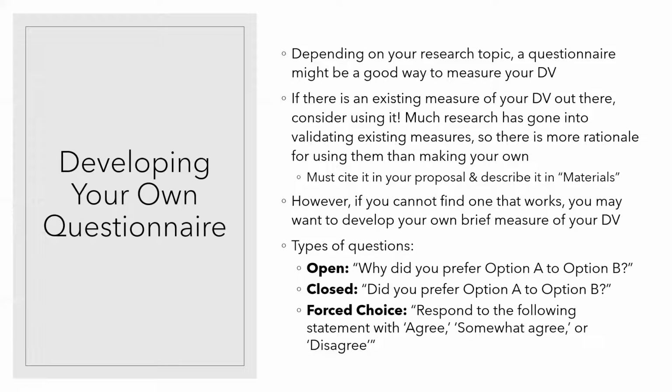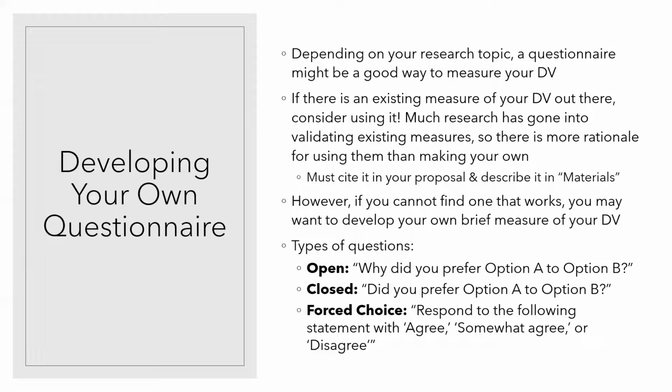If you do use an existing measure, you must cite it in your proposal and describe its properties briefly in the materials section of your methods. Please ask me if you're unclear on how to do this, and I'm happy to talk about it with you. However, if you cannot find one that works for the purposes of your study, you may want to develop your own brief measure of your dependent variable.